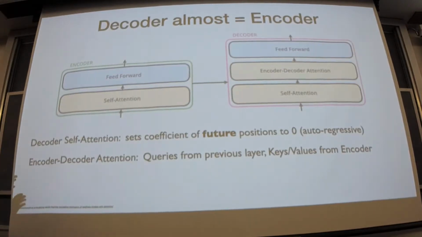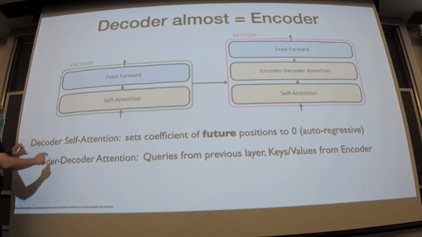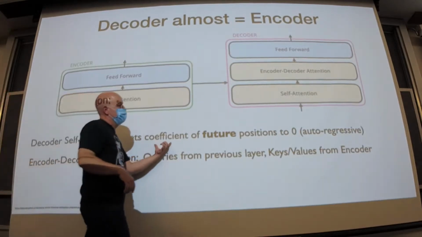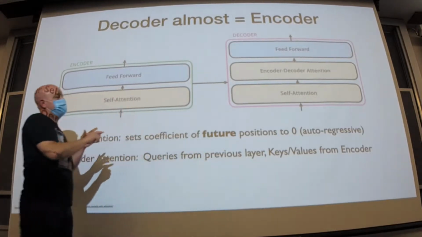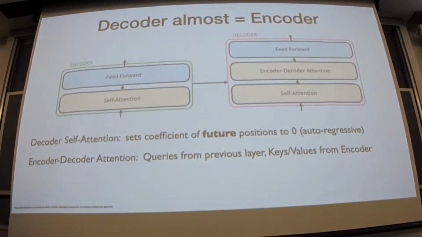So the decoder is almost like the encoder, except for the two different things we just talked about. But what we do for these future positions in the self-attention is that we force the coefficient on the values to be zero. I already said this earlier. We force them to be zeros so that they do not contribute to the representation of the decoding token.